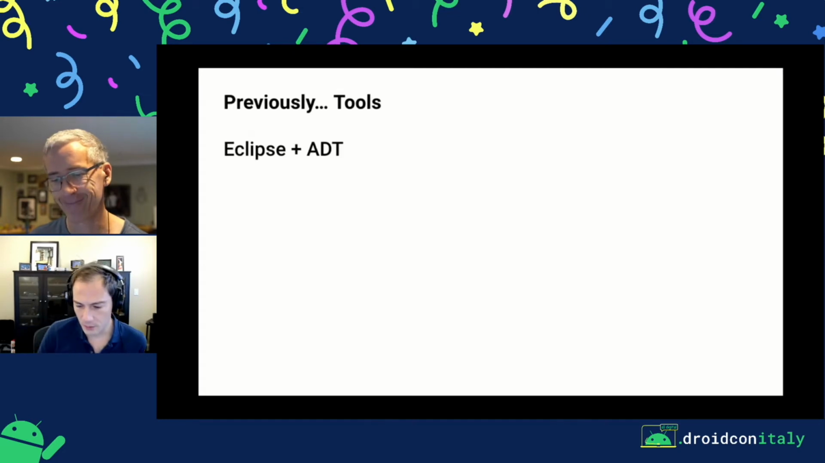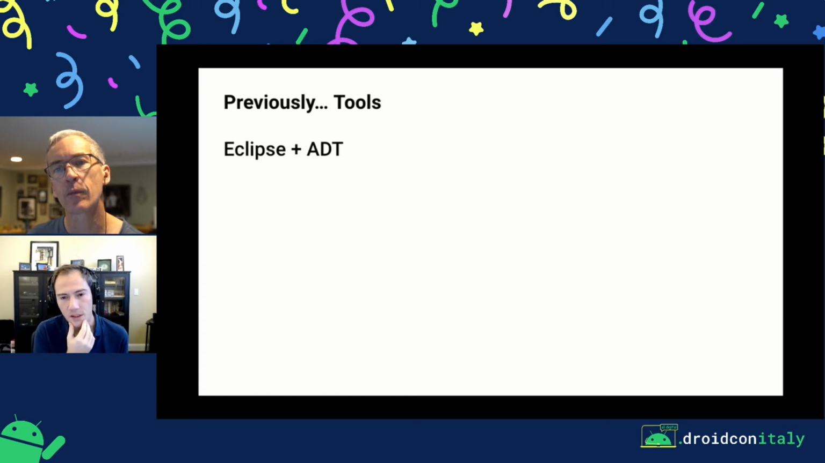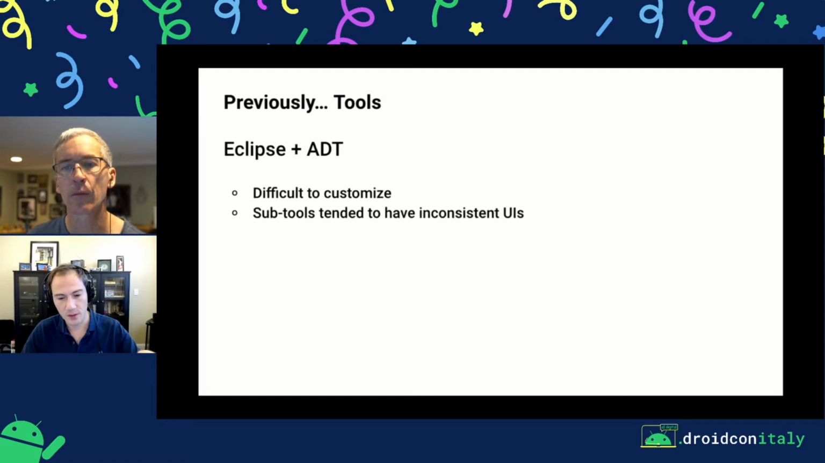Yeah, so we mentioned Eclipse, and it was very powerful, especially being an application platform. One of the issues, however, is that it tended to be difficult to customize because Eclipse was meant to be so generic. It made the job of the tools team a little harder. It also meant that all the subtools were designed and implemented by different teams and different companies. So the UI tended to be a little less consistent than it should have been.